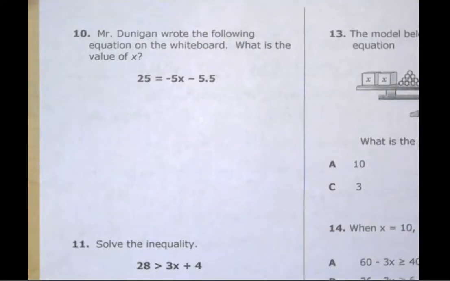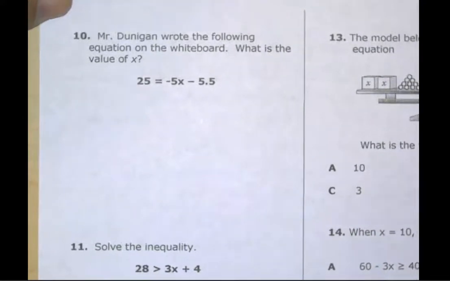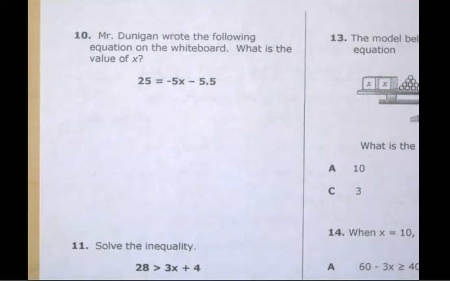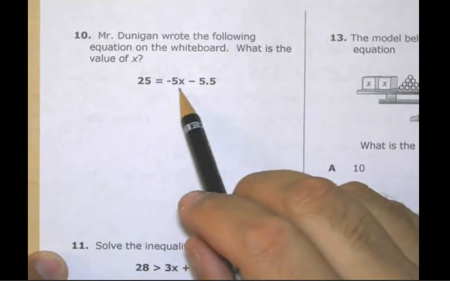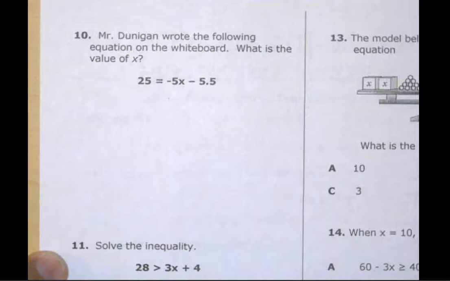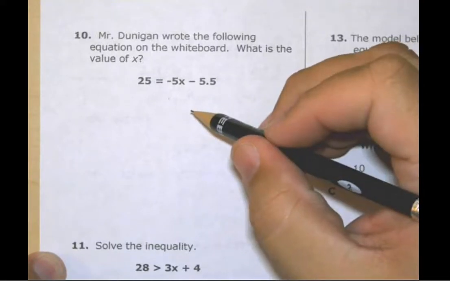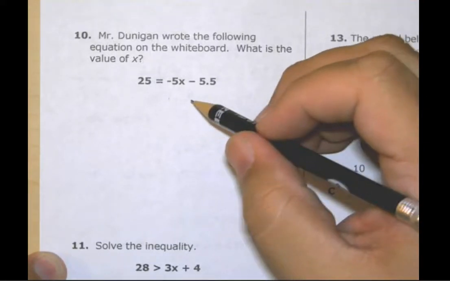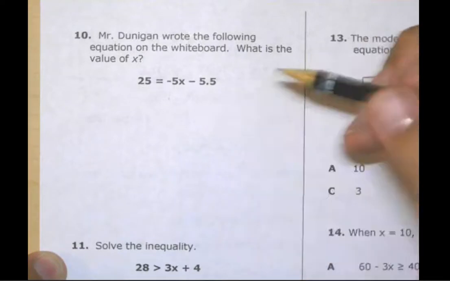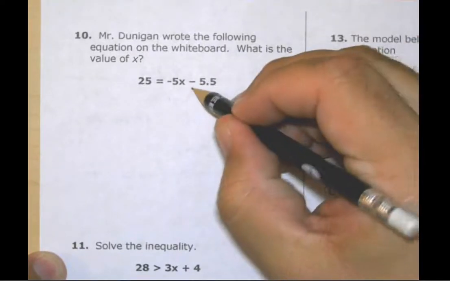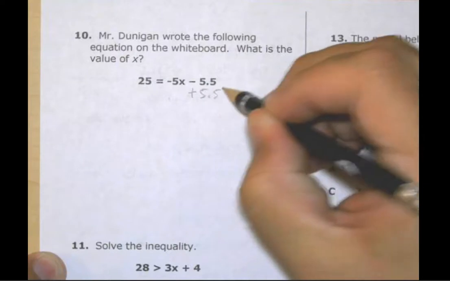Alright, question 10 says, Mr. Dunnigan wrote the following equation on the whiteboard. And you'll need to let me know if he actually wrote it or not. I'm not sure. But what is the value of x? I have 25 equals negative 5x minus 5.5, or 5 5/10. First thing I need to do is clear off what is hanging out with my x, right? I need to isolate my variable, so I'm going to have to add 5.5 to each side.